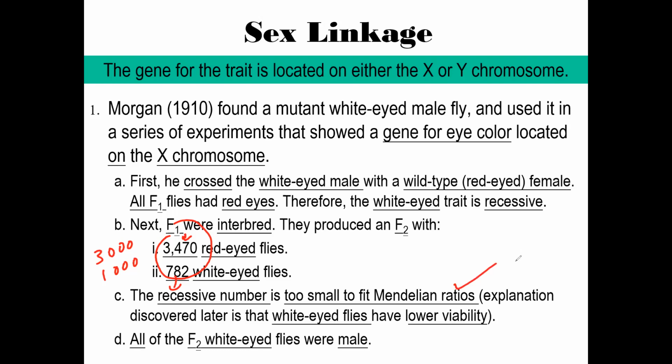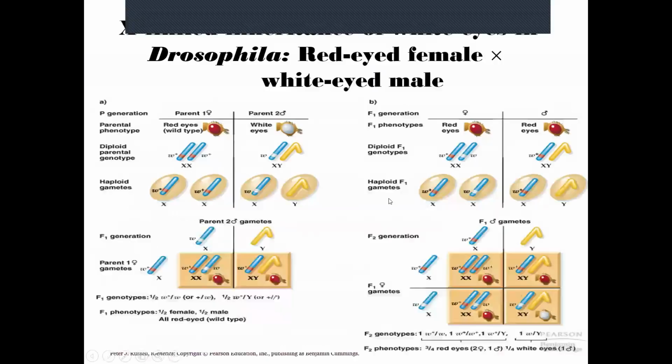So all the F2 white-eyed flies were male. आणि दुसरी गोष्ट काय दिसली त्यांना की सर्वच्या सर्व 782 व्हाईट आय जे आहेत ते all are male, सर्वच्या सर्व मेल आहे. सो लेट्स सी एक्सप्लेनेशन काय आहे पुढे. Okay, so this is the detailed experiment that you have in the book.